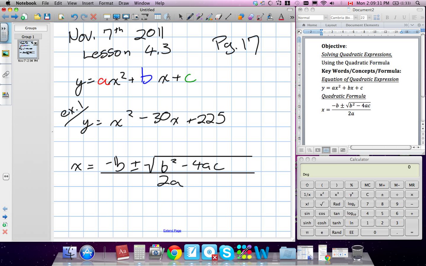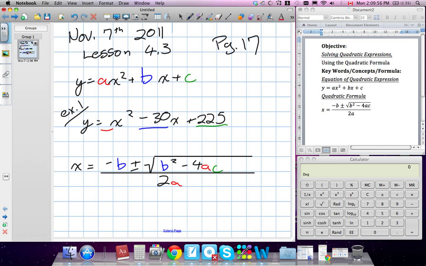So what's important is I'm going to try to color code this for you guys. Our b value is negative 30. That's where we'd be plugging b into in this equation. Our a value is 1. That's where we'd be plugging our a's into the equation. And our c value is 225. And this is where we'd be plugging in c.